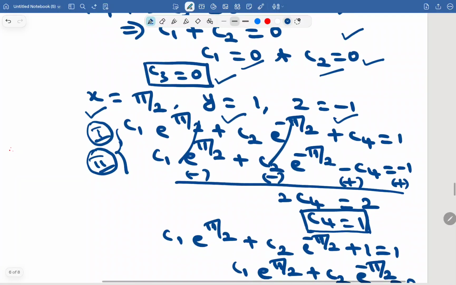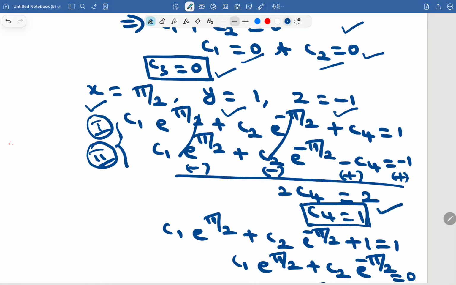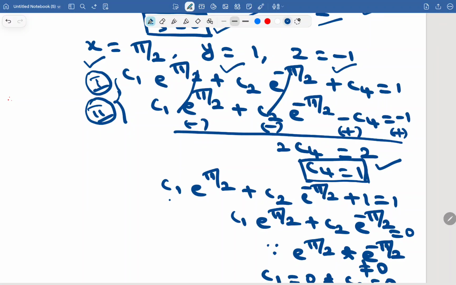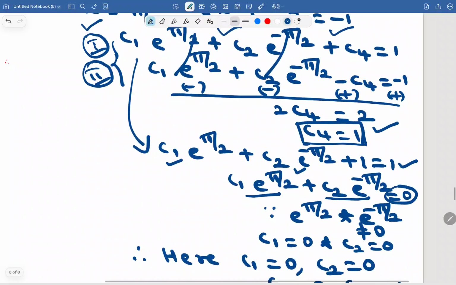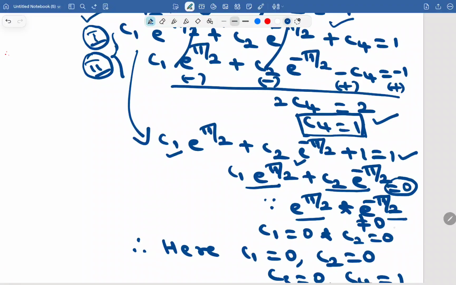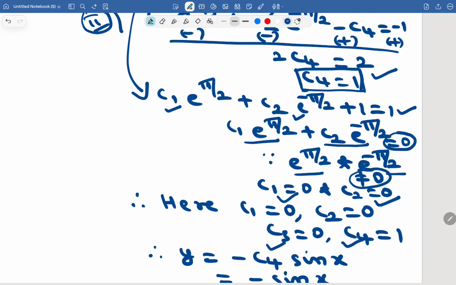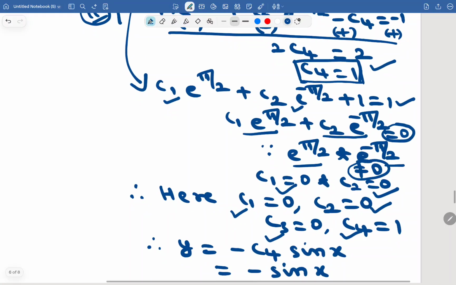If you subtract these two equations, we are getting 2C4 equal to 2, so C4 is 1. Since C4 is 1, C1 e^(pi/2) + C2 e^(pi/2) + 1 equal to 1, and C1 e^(pi/2) + C2 e^(-pi/2) is equal to 0. Both e^(pi/2) and e^(-pi/2) are not equal to 0. Therefore, it is possible that C1 is 0, C2 is 0. In this problem, we are getting C4 1, C3 0, C1 0, C2 0.